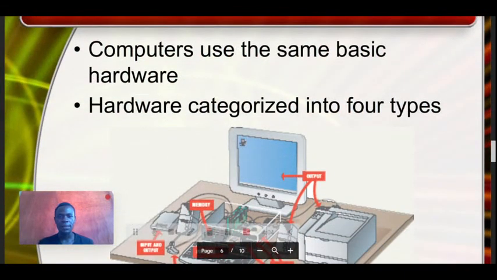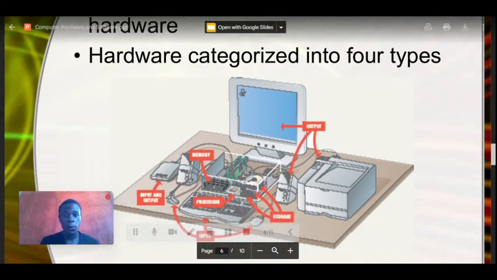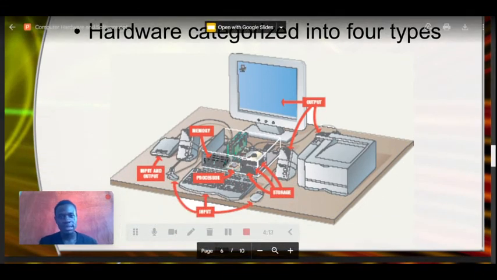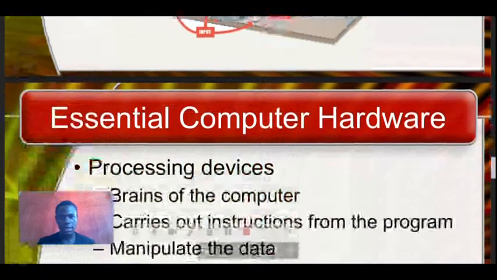So, class, we're taught computers use the same basic hardware. Hardware is categorized into four types. So this is just a simple chart on how the organization of data and the processes within a computer is.